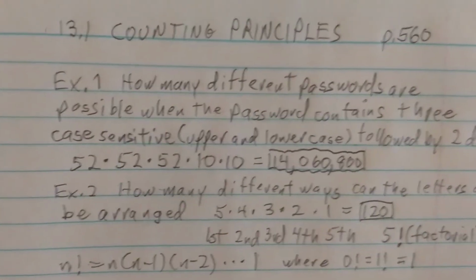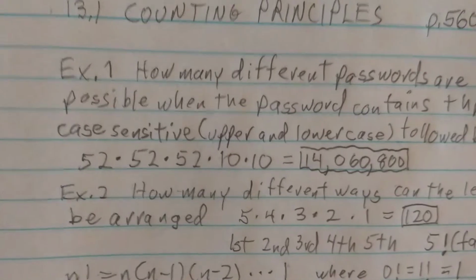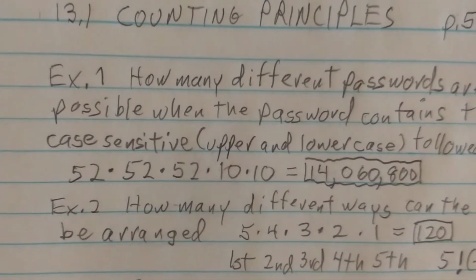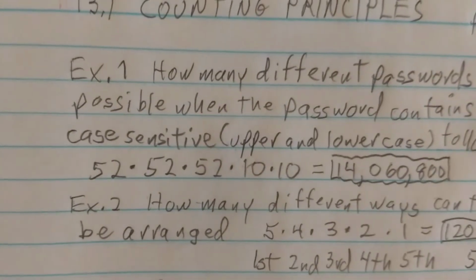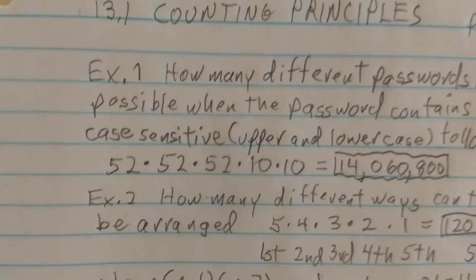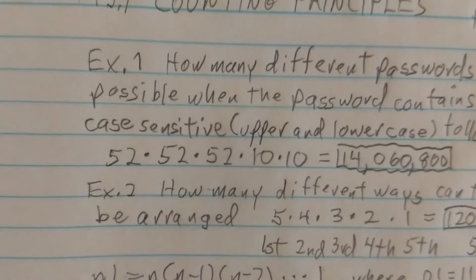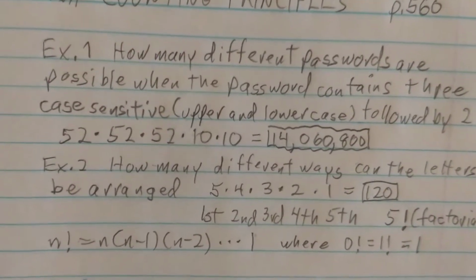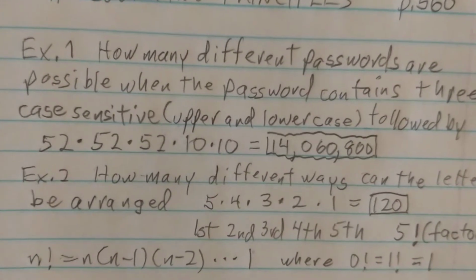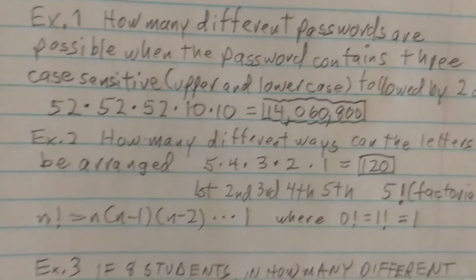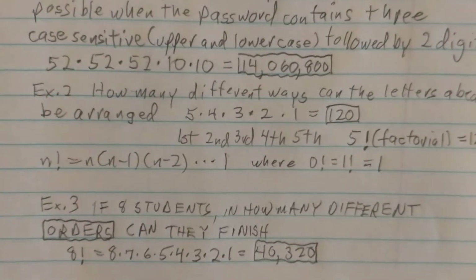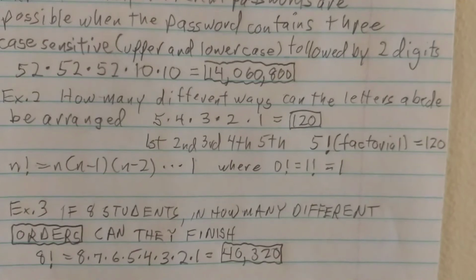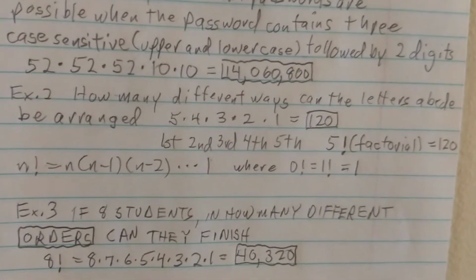Well, there's 26 letters, but I'd have to double that to be upper and lower case. So the first would be 52 possibilities, times the second letter would be 52, times 52 for the third, times 10 for the digits. And multiplying that all out on the calculator comes to the very large number, 14,060,800.